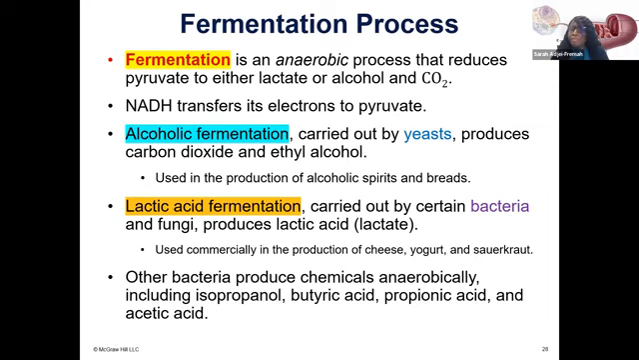Now, if you have bacteria and fungi going through the fermentation process, this is going to result in the production of lactate or lactic acid. And this is the main principle behind the use of industrial microbiology, whereby we are able to use these microbes to go through fermentation and produce cheese, yogurt, and several other products as well.